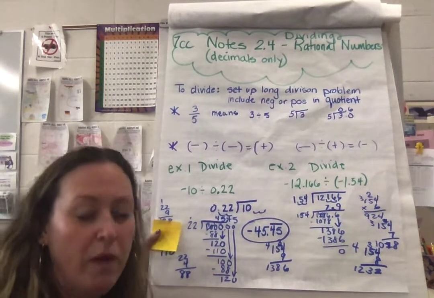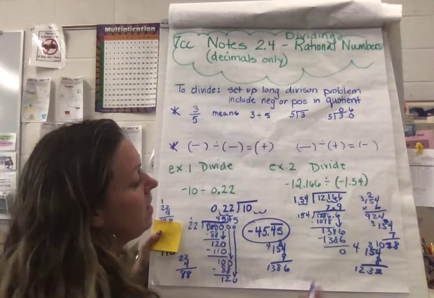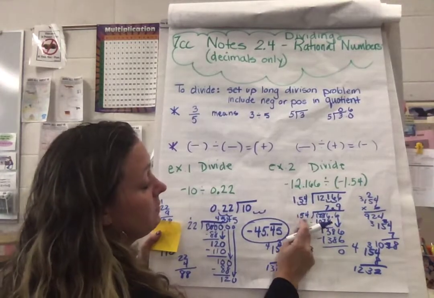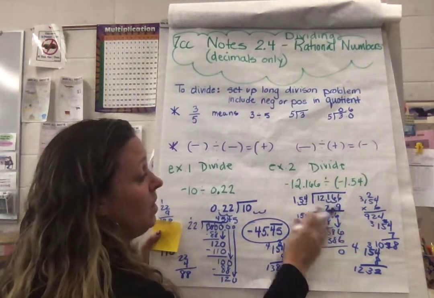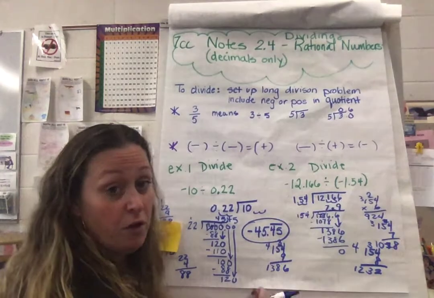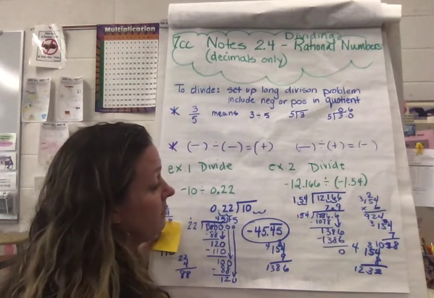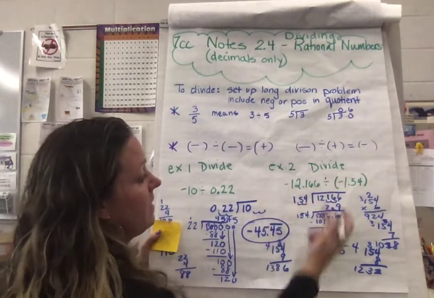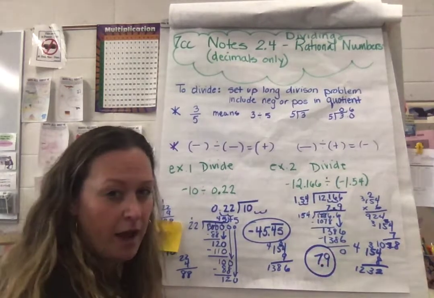So with your long division, you're going to have to doodle. Doodle on the side. Make sure that you're getting rid of the decimal point in the divisor and writing an equivalent expression with no decimal point in the divisor and moving it over in the dividend. Make sure you're moving your decimal point up into the problem. And in the end, a negative divided by a negative is a positive. So my answer is just 7.9.